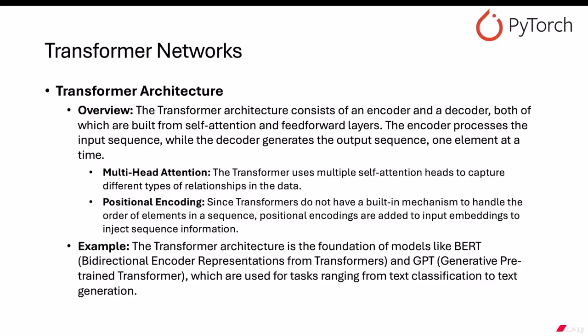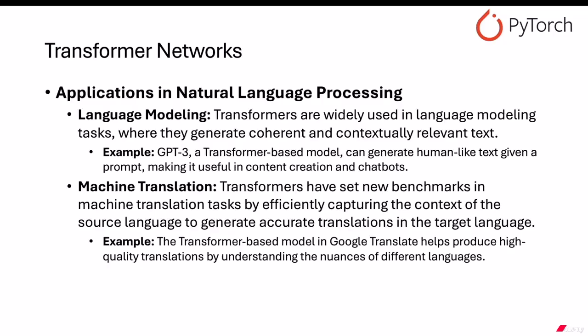Positional encoding: since transformers do not have a built-in mechanism to handle the order of elements in a sequence, positional encodings are added to input embeddings to inject sequence information. An example is the transformer architecture is the foundation of models like BERT, which is bidirectional encoder representations from transformers, and GPT, which is generative pre-trained transformer, which are used for tasks ranging from text classification to text generation.